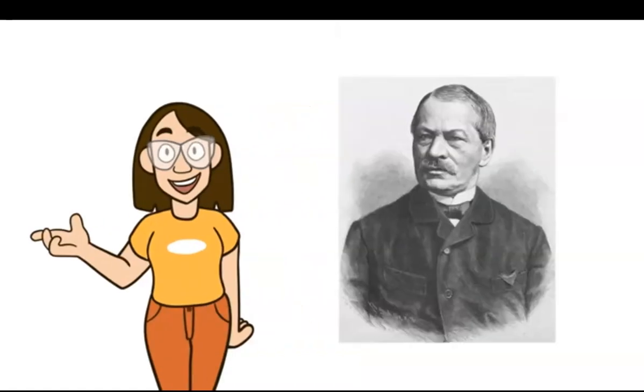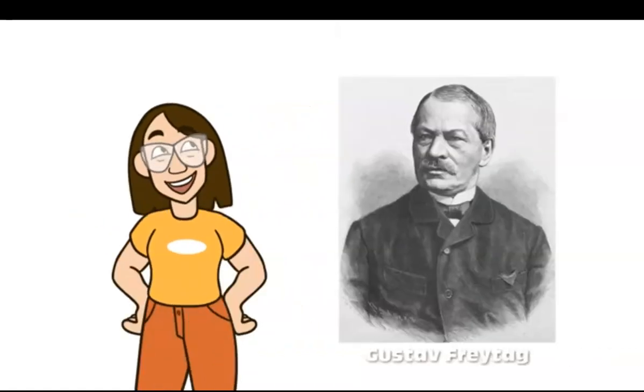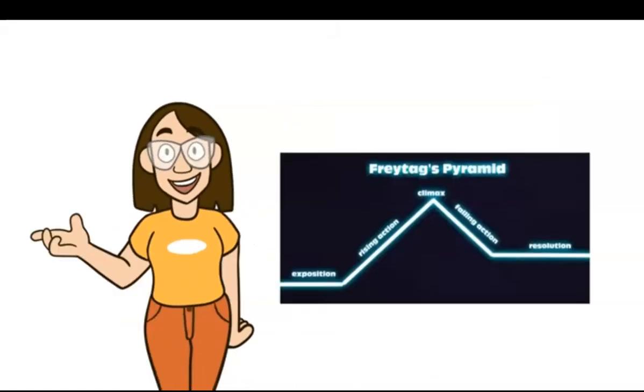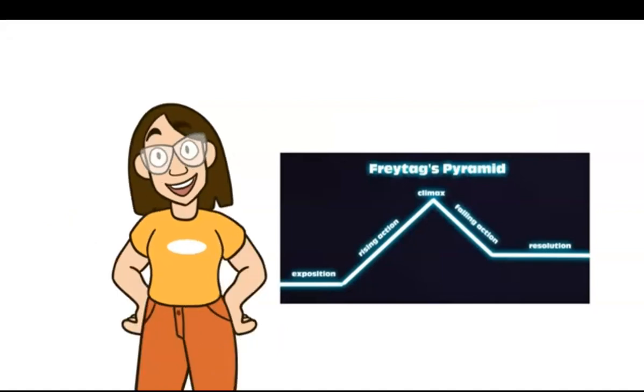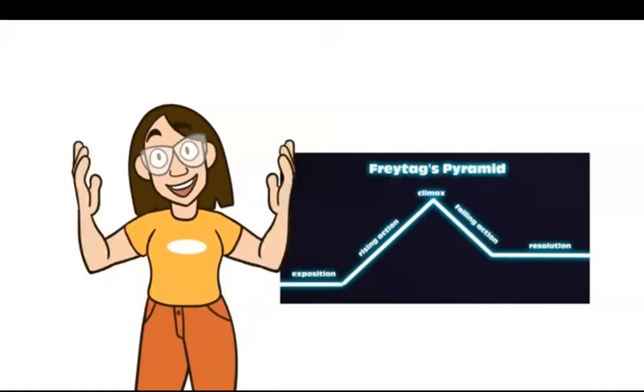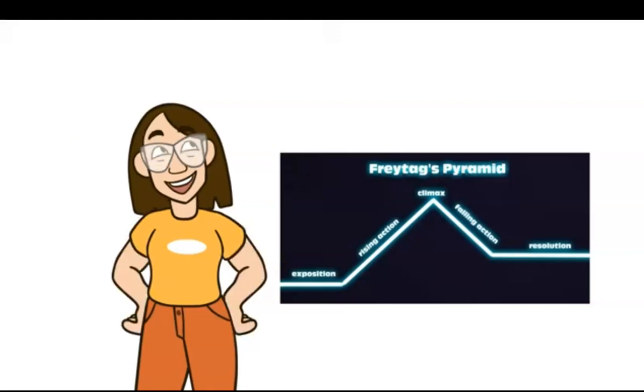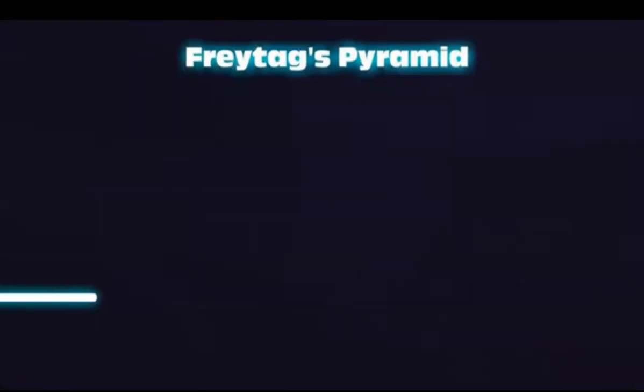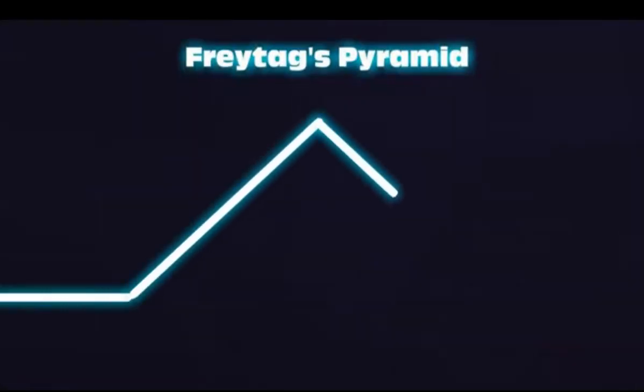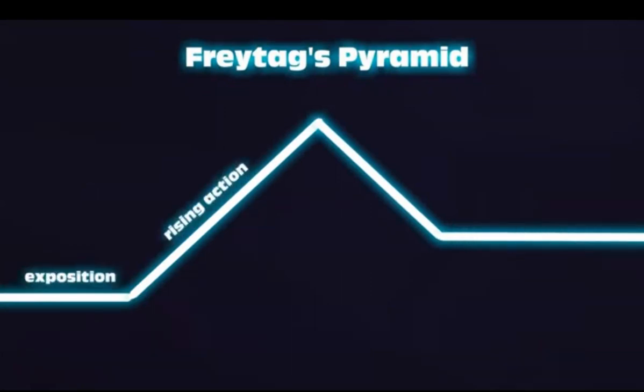It was created by a novelist named Gustav Freytag in the 19th century, who developed the pyramid-shaped diagram as a means of describing the structure of fiction that storytellers have been using for thousands of years. Referred to as Freytag's pyramid, the diagram consists of 5 key stages that make up a story: exposition, rising action, climax, falling action, and resolution.